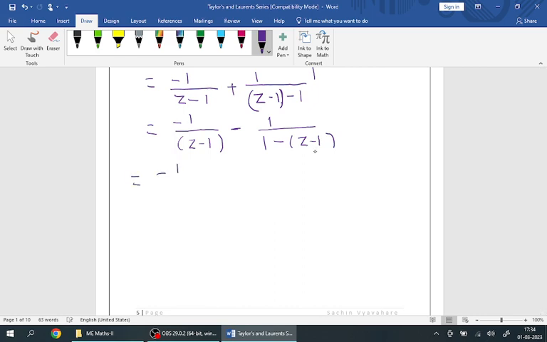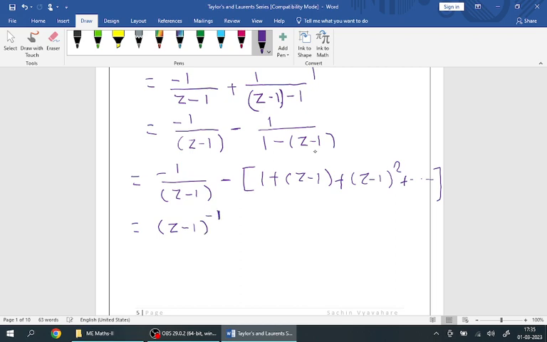What is the series? 1 upon z minus 1 as it is, minus the series 1 plus z minus 1 plus z minus 1 whole square plus and so on. So the final answer, yes, if you want you can write it like this: the first term I can rewrite as z minus 1 raised to minus 1, minus 1 minus z minus 1 minus z minus 1 whole square and so on. So this is our f of z.